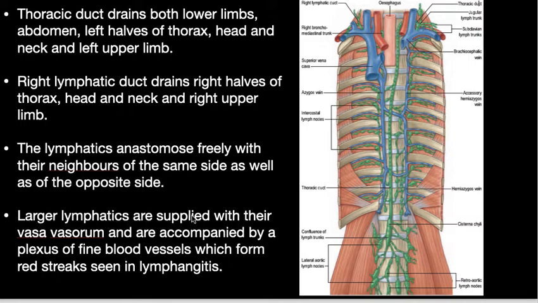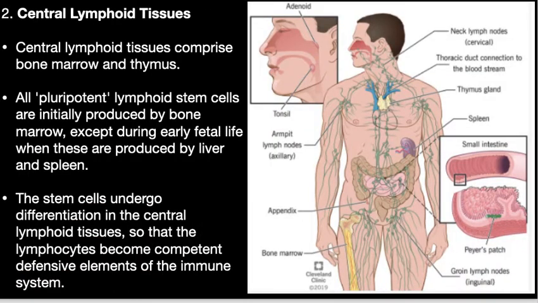Larger lymphatics are supplied with their vasa vasorum and are accompanied by a plexus of fine blood vessels, which in the form of red streaks are seen in lymphangitis or infection of the lymph vessels.